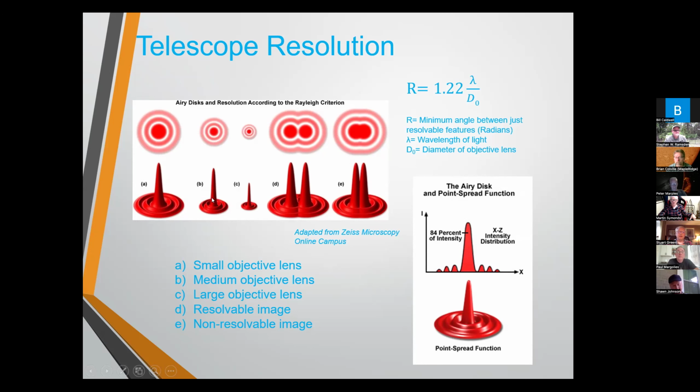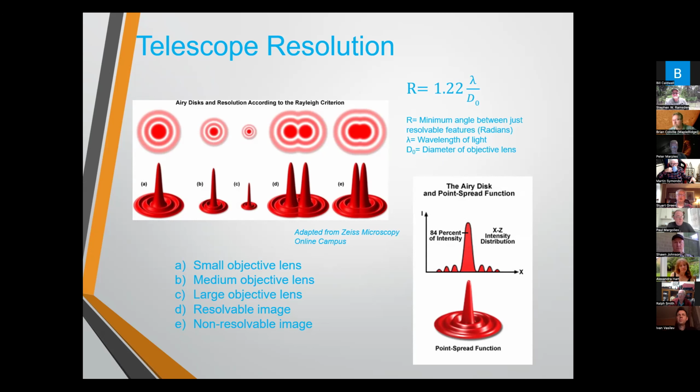As you increase the objective diameter, these features decrease in size. In other words, you're starting to get more resolution. And the limit of resolution, as defined by Rayleigh, is when they overlap, and basically the maxima are just touching, or more formally, when this maximum is overlapping the first minimum of the feature just next to it.